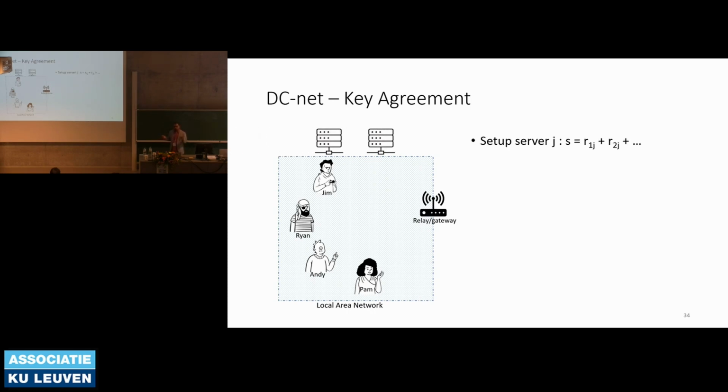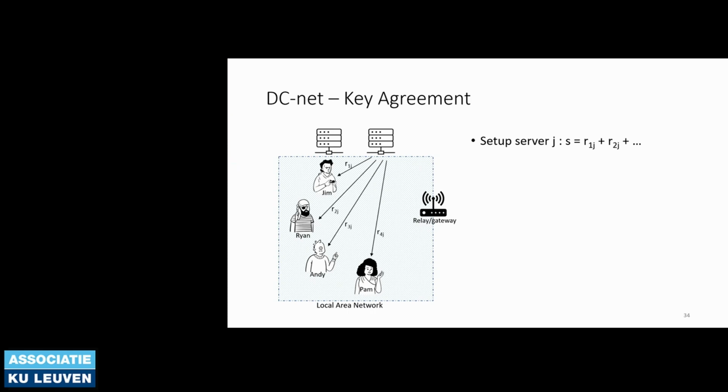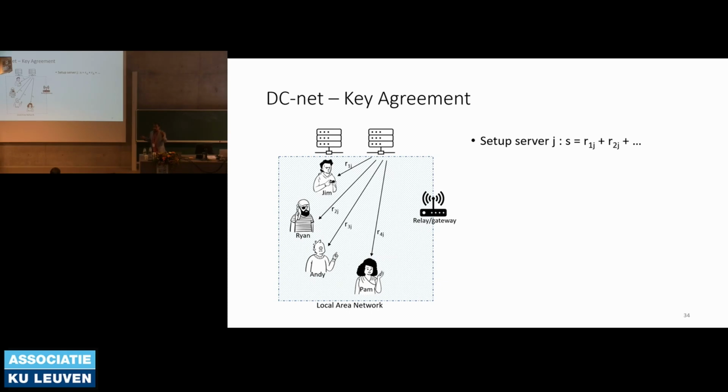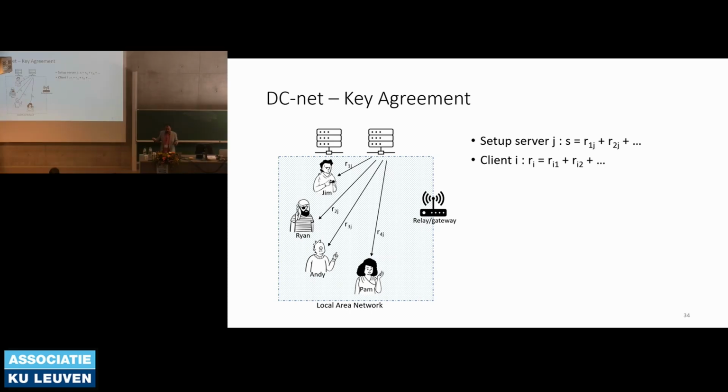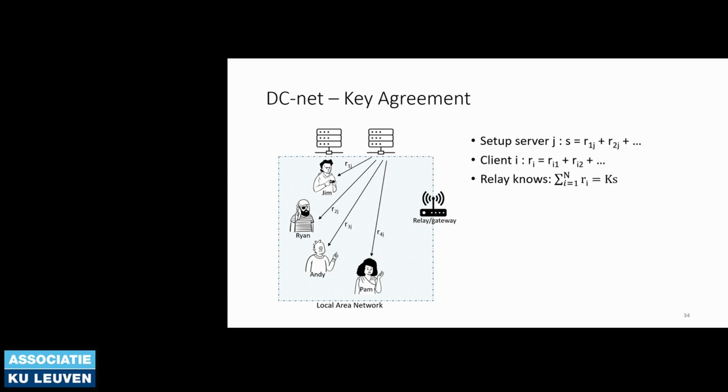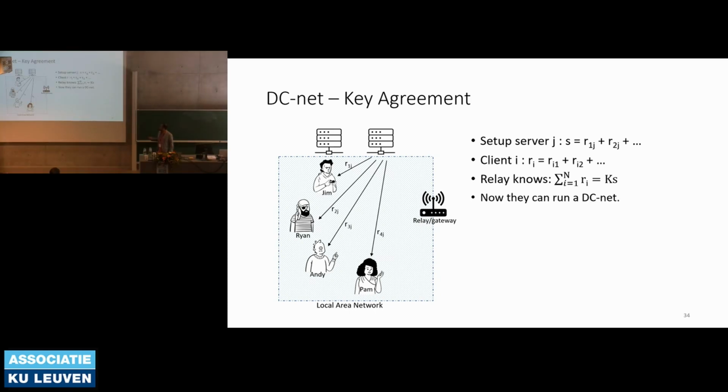What the setup servers can do is split a secret S among the users. So each setup server is splitting the secret S. S is basically a public parameter, although I'm calling it secret because it uses the same principle as secret sharing. And so do the other setup servers. The client receives as many shares as the number of setup servers, and adds all of them to derive its local private key. The relay knows the sum of all those private keys, but not the individual keys. And now they can run a DC net.